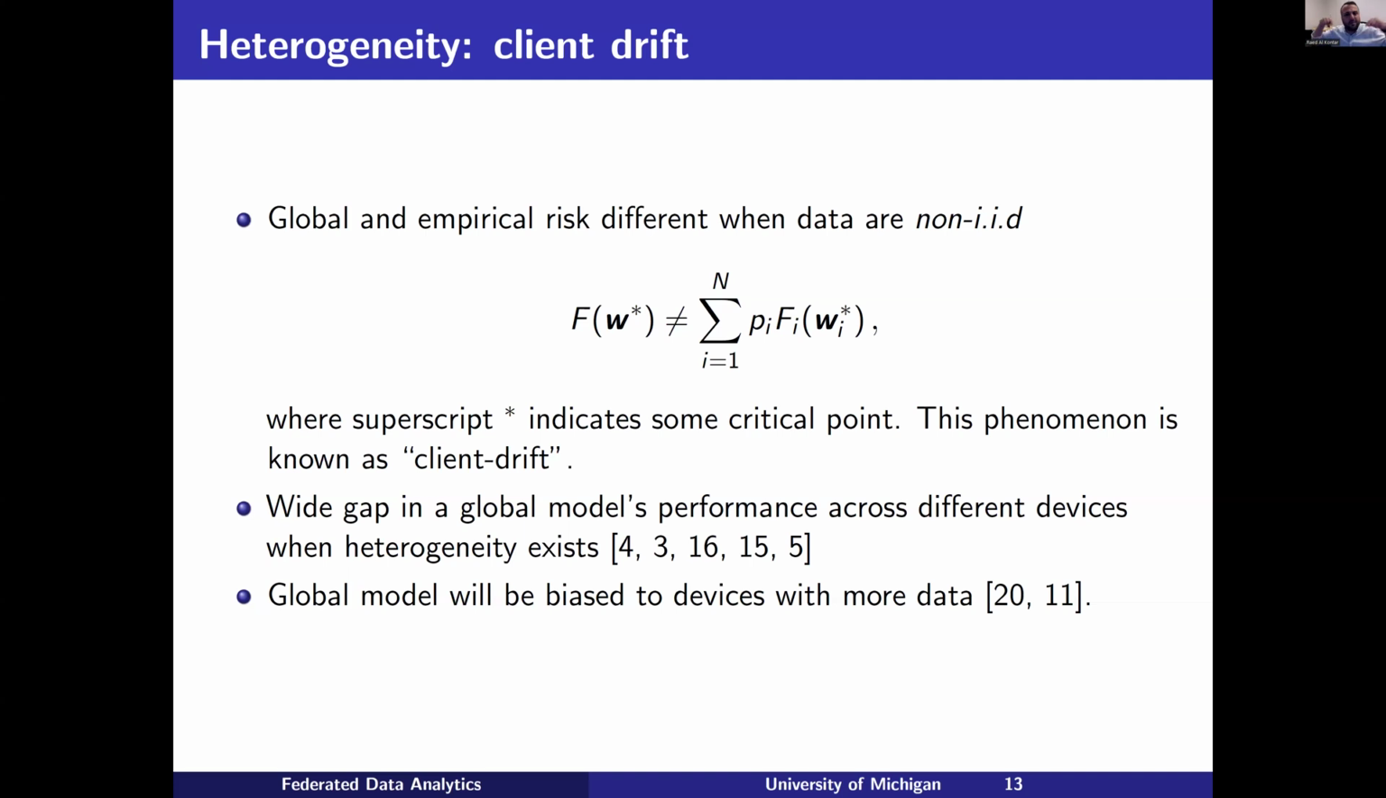And this heterogeneity, even in homogeneous cases, can happen. Because if you look at the theory of FL, the theory will tell you that the number of local steps cannot be a lot.